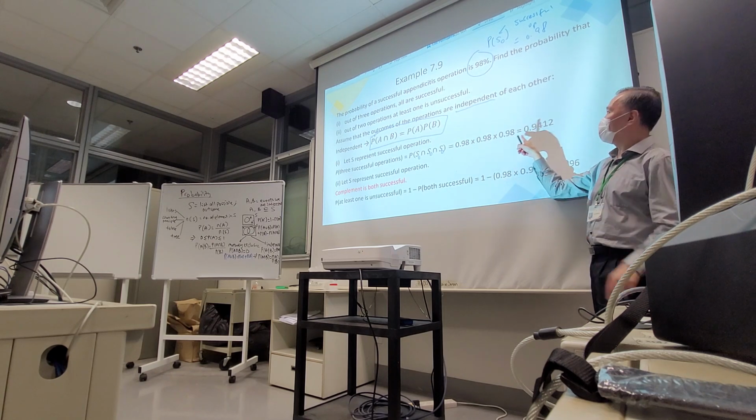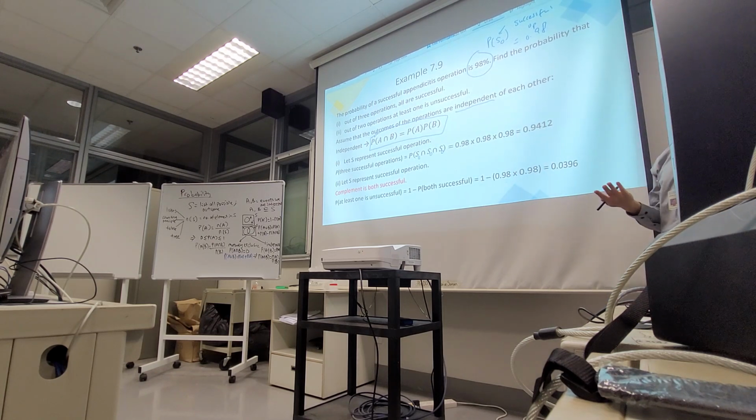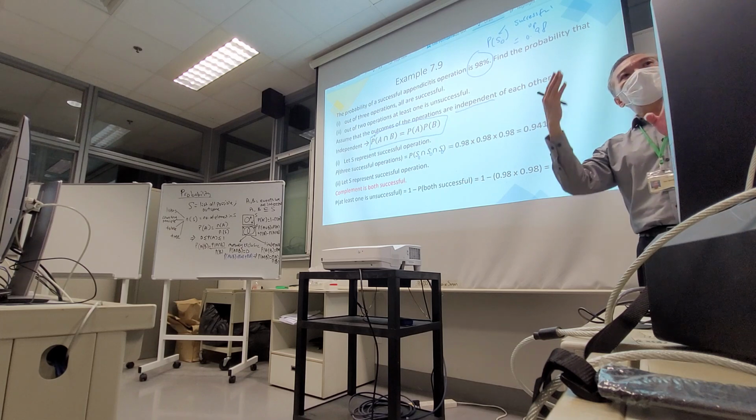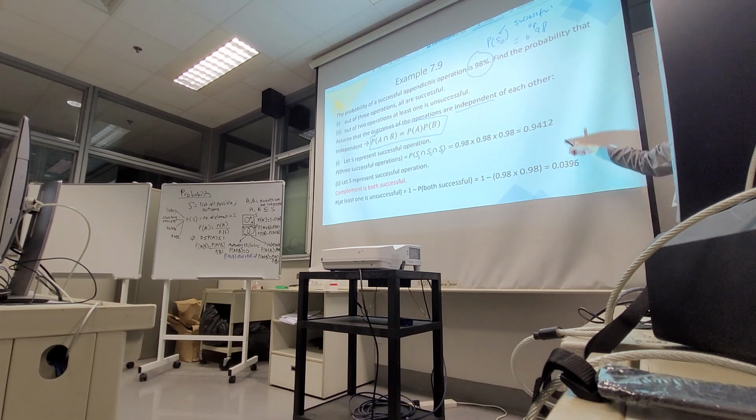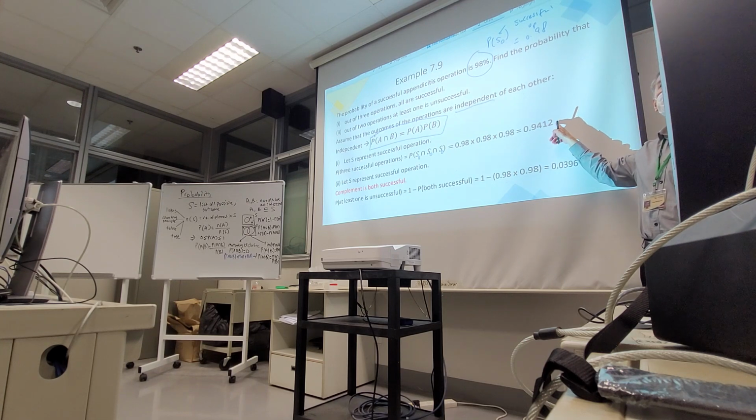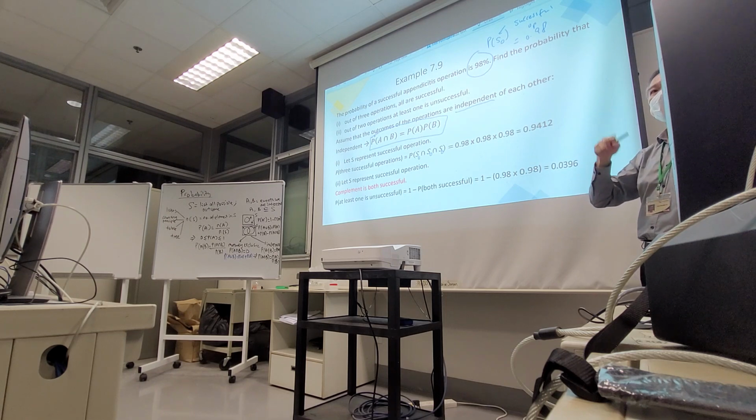Okay, then you press in your calculator, you'll get this one. So what does it mean? It means that the probability of 3 consecutive successful operations will be 94%. Okay, about 94%. Got it? So you just need to take 0.8 times 0.98 times 0.98 times 0.98.